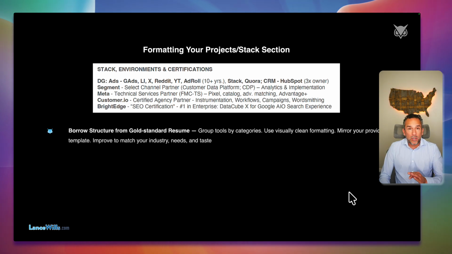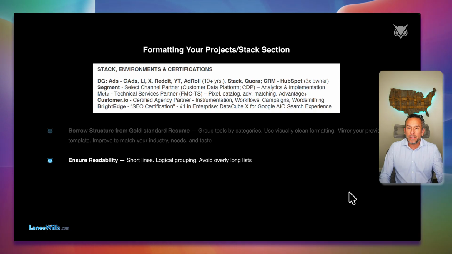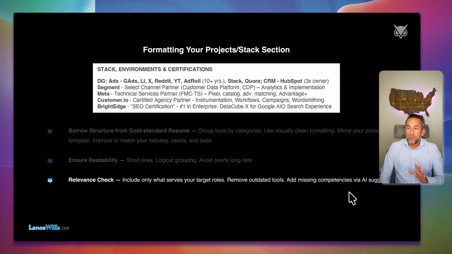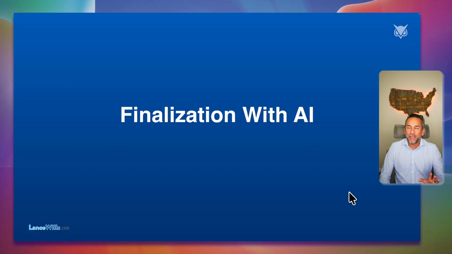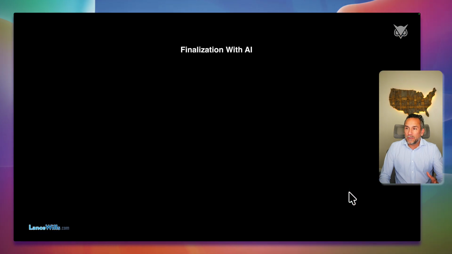You can borrow the structure here from this gold standard. Group tools by categories, use visually clean formatting, mirror your provided template, and improve it to match your industry needs and tastes. Again, very malleable and flexible for you. Please use it as such. Ensure readability: short lines, logical grouping, avoid overly long lists. Relevance check: include only what serves your target roles, remove outdated tools, and add missing competencies via AI suggestion. Again, don't list outdated technologies unless that's really powerful.